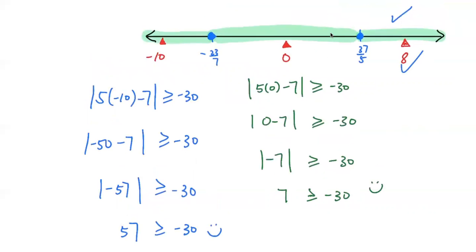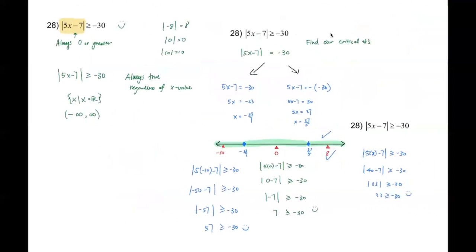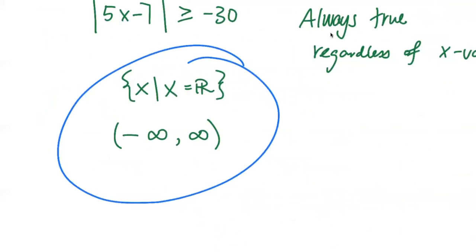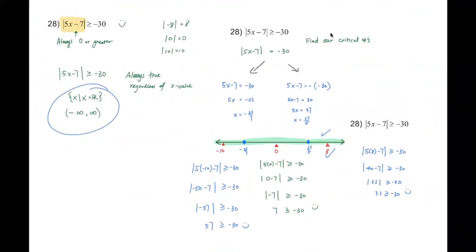So as you can see here, it really doesn't matter what x you put in. This statement is always going to be true. Always. So that's why our solution for this one is x is all real numbers, or in interval notation, from negative infinity to infinity, using parentheses for both negative infinity and infinity. Okay, all right. So that's it for number 28.